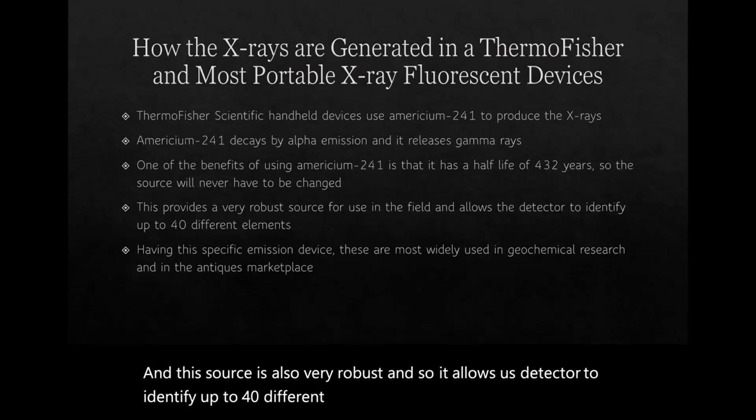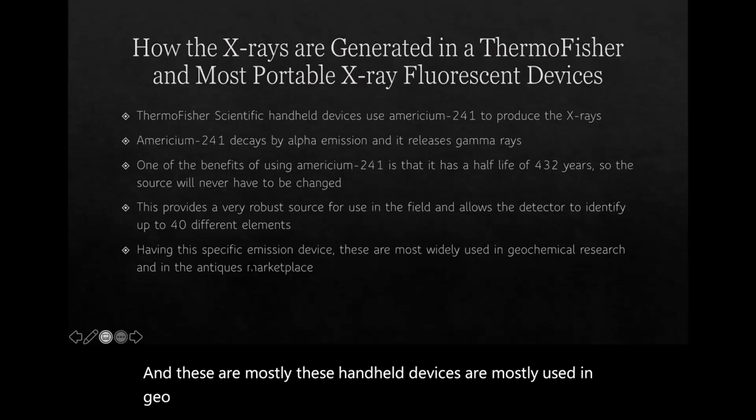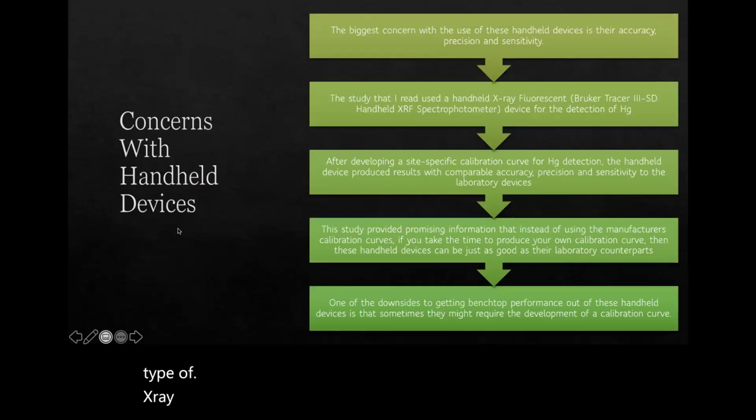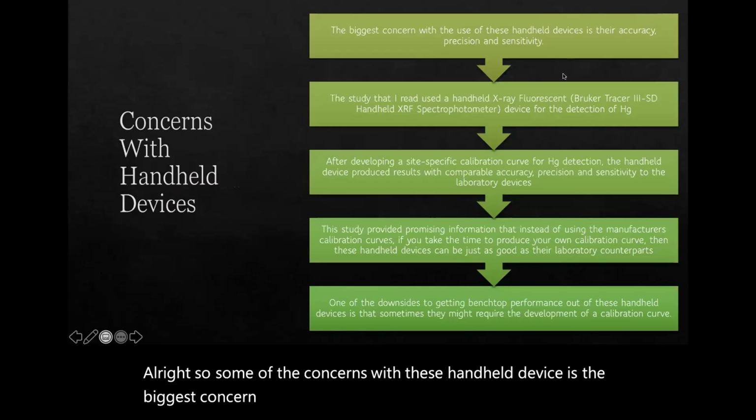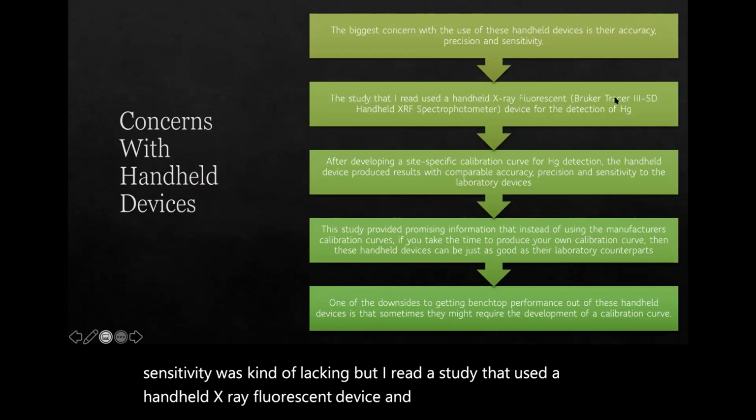And these handheld devices are mostly used in geochemical research and an antiques marketplace with this specific type of X-ray generator. All right, so some of the concerns with these handheld devices: the biggest concern was that their accuracy, precision, and sensitivity were kind of lacking. But I read a study that used a handheld X-ray fluorescent device, and the name of it is right here, the Bruker Tracer.